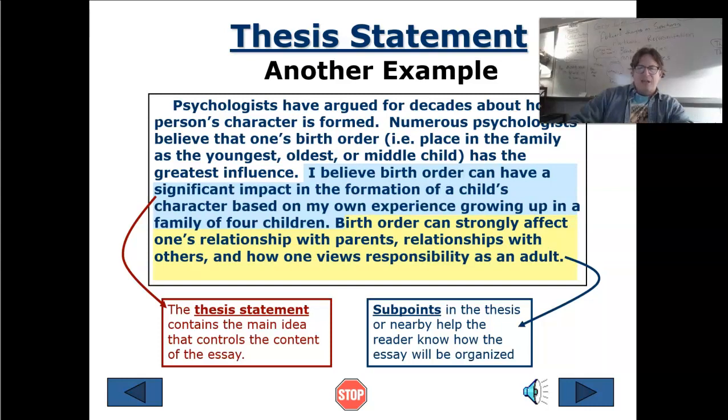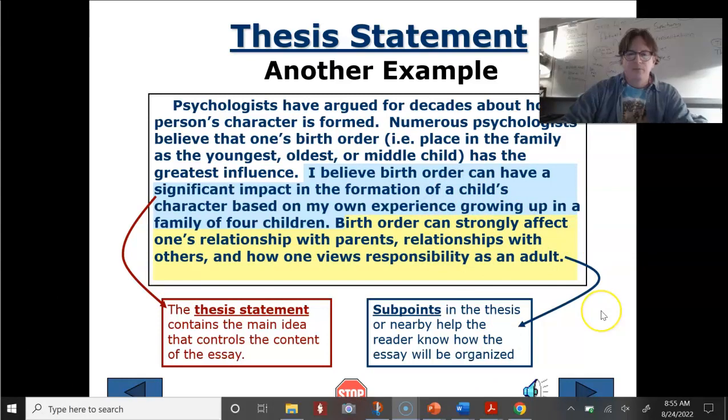Now, so these examples have the thesis statement broken up from the subpoints. You don't always have to do that. Sometimes you might have them both in the same sentence. Either one's fine, as long as that sentence is not a run-on sentence.